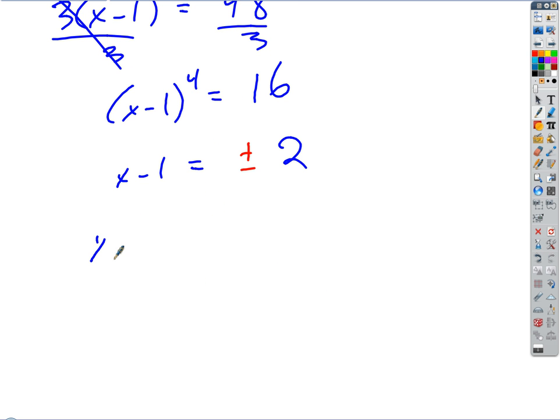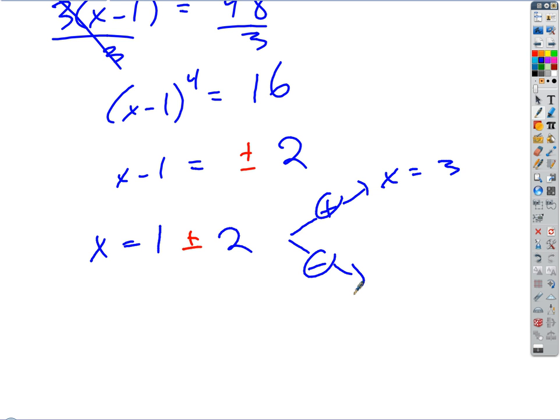We're going to get x equals 1 plus or minus 2. If we take the plus, the solution that's given to us by the positive sign, what do we get? 3. If we take the other solution, we get, very good, negative 1.